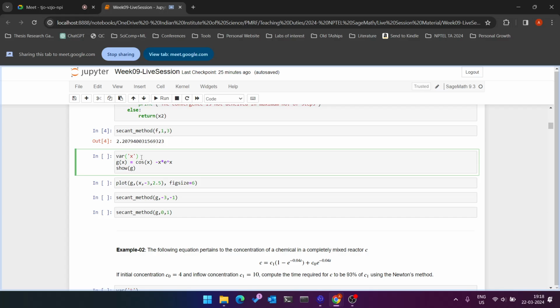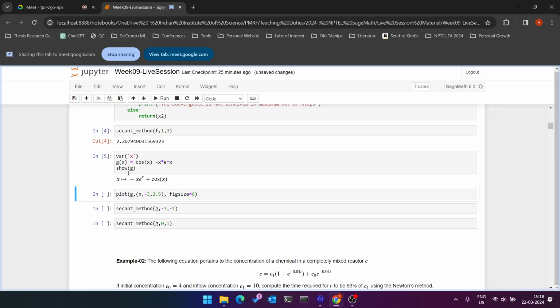Again, as is good practice, specify the variable x, write down the expression or the function g of x, and just print out how the function map looks like. So the function map goes from x to minus x into e raised to x plus cos of x. So all good.